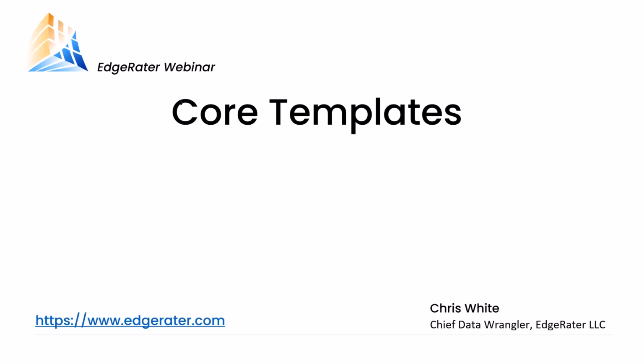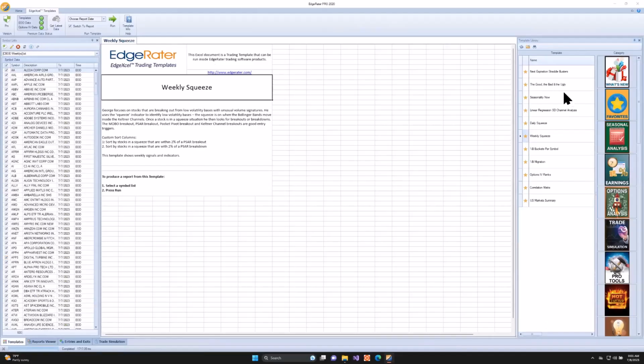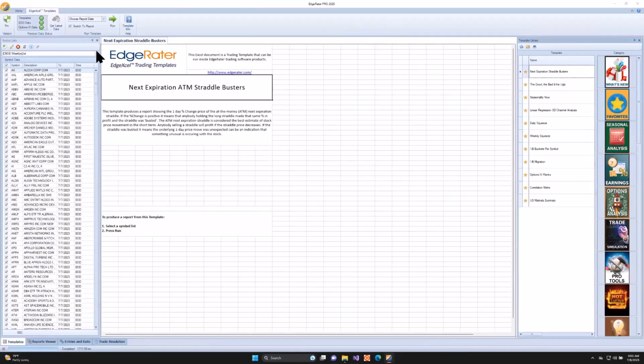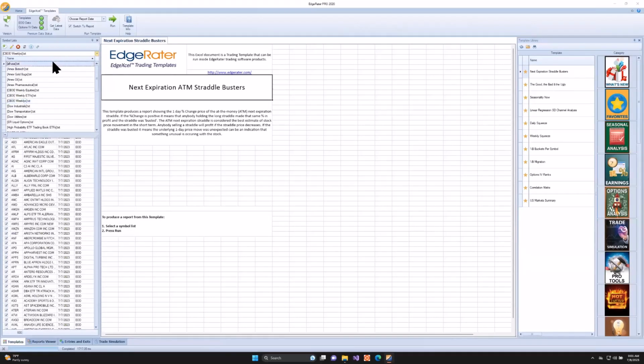So before we get started on that, I should go ahead and just review what happened in the week with the straddle busting, and then we'll get into the other templates. Hopefully everyone has had a chance to play around with this template, and it really does give some good information.